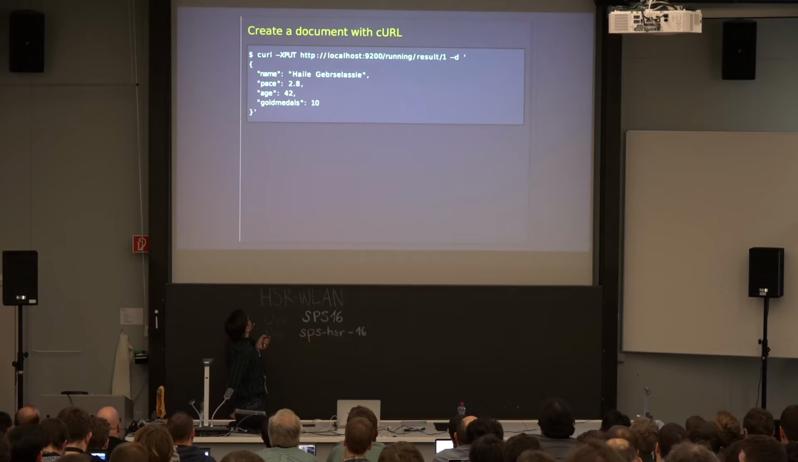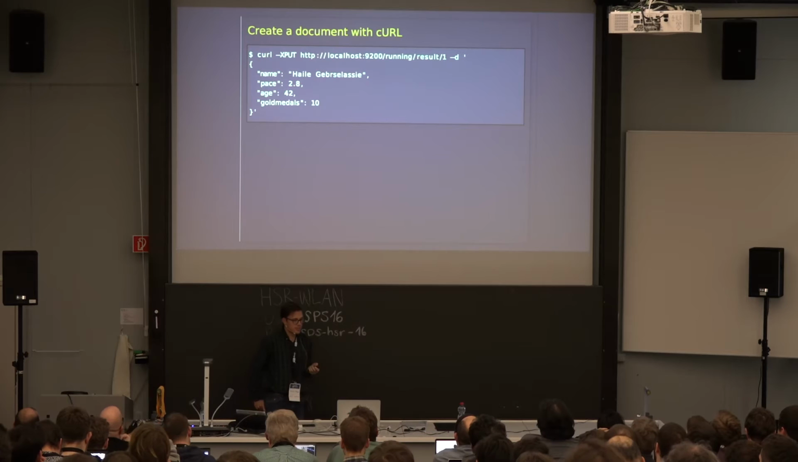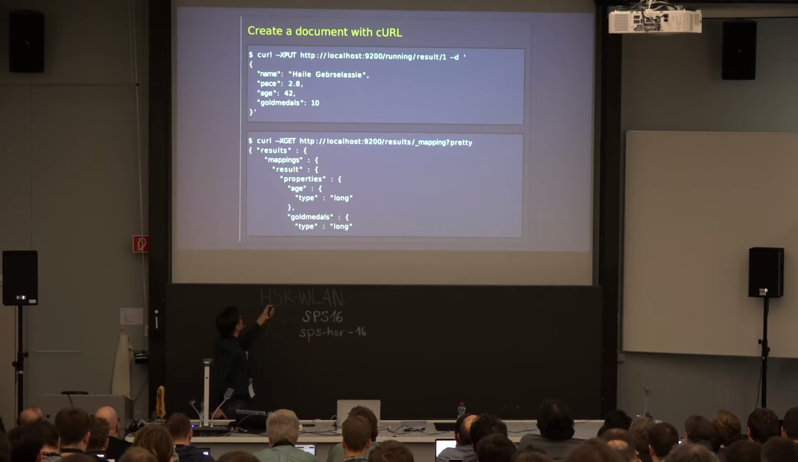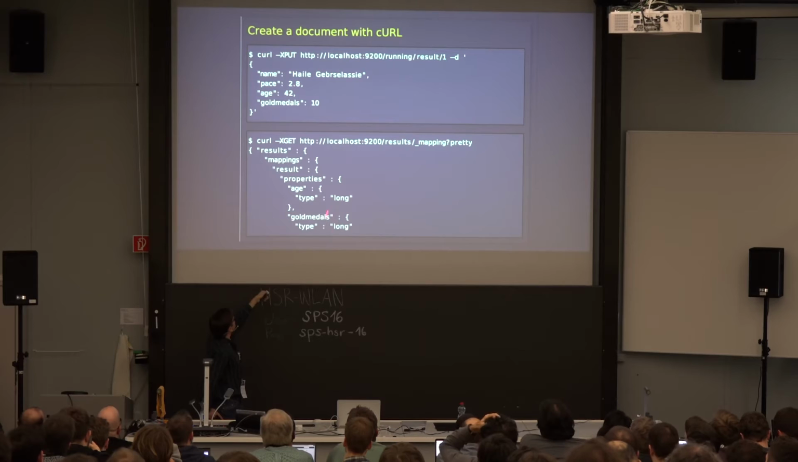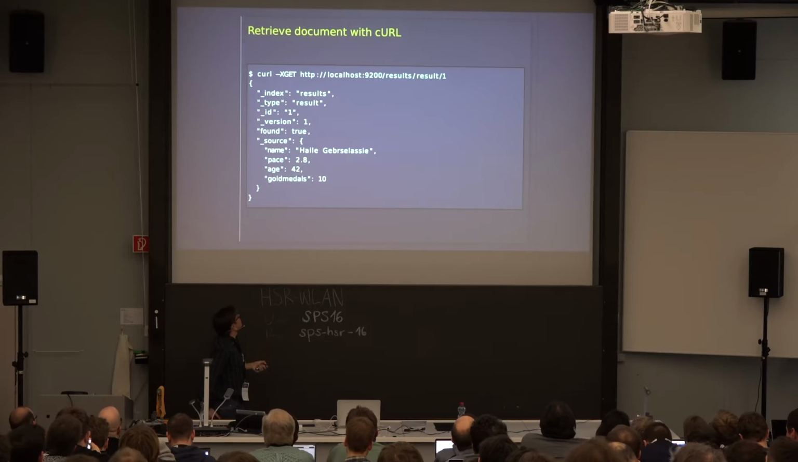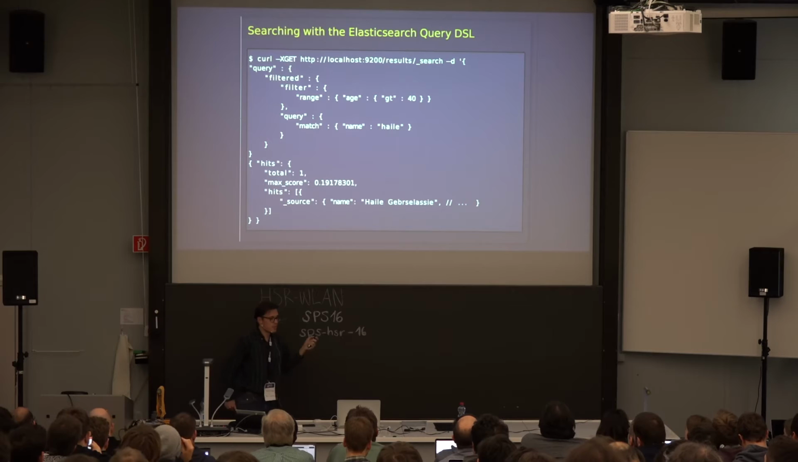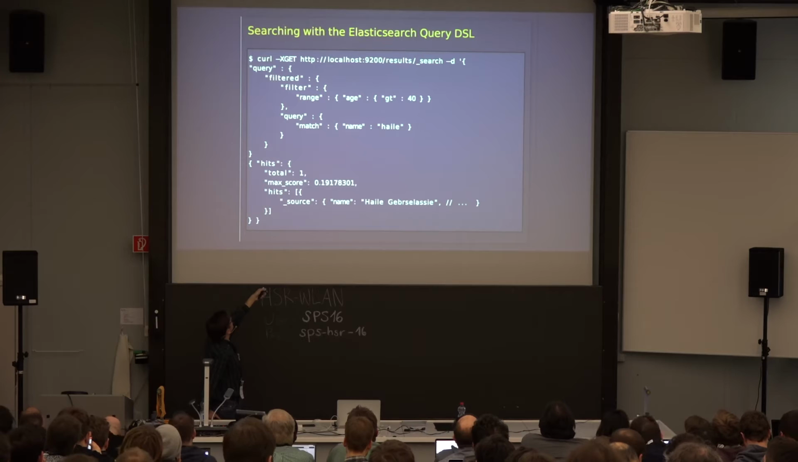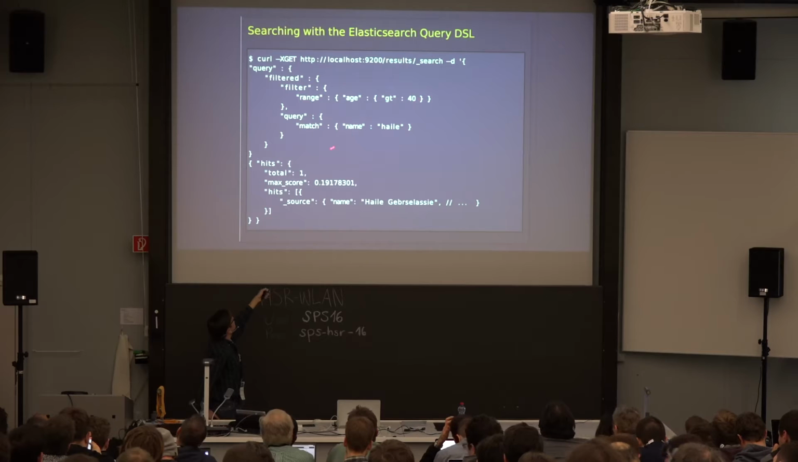This is how you can create a document. I have used curl here. Then you see that the fields all have a specific type. So I have pace here, I have the age here, and you see these are stored as type long. You can retrieve specific documents with a really nice REST-based interface. It supports searching, of course, with query DSL, so you can define your filters here. So I'm looking for all runners that are older than 40 and have the name Haile, and then I get these results.